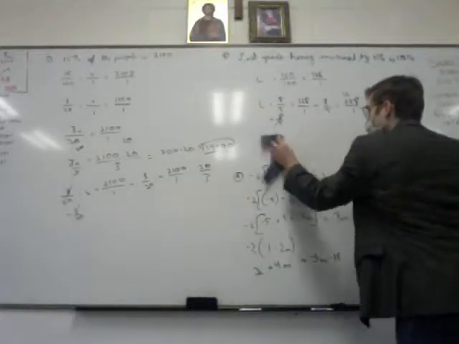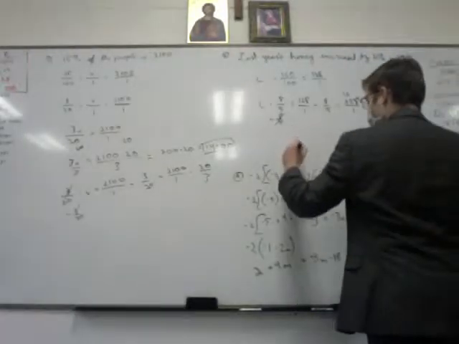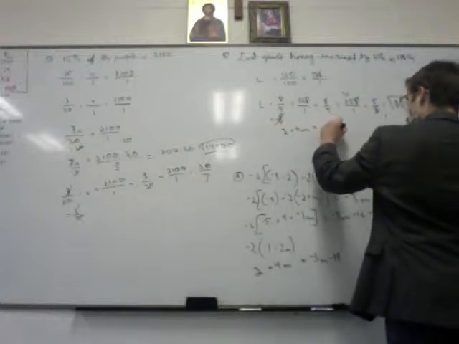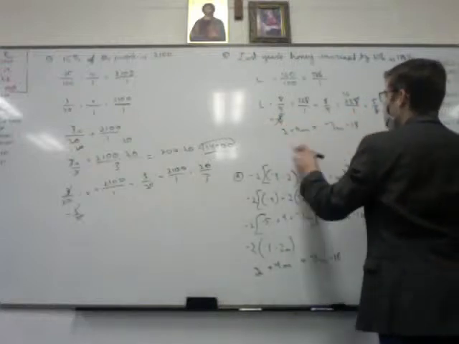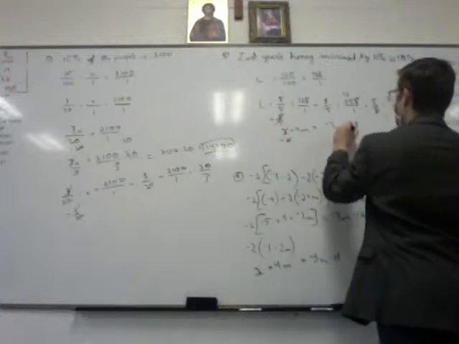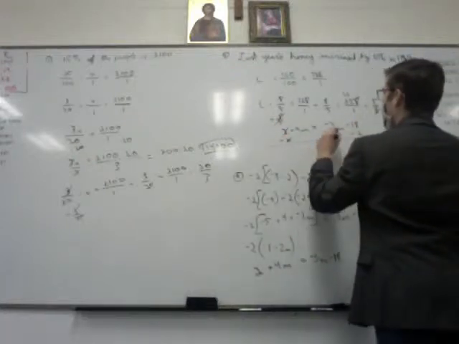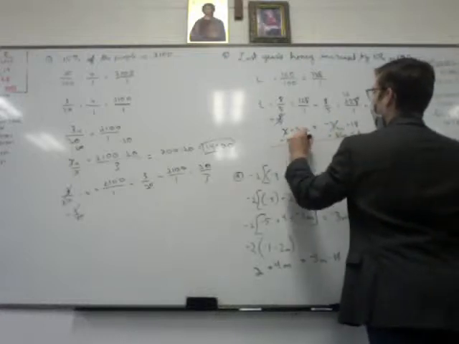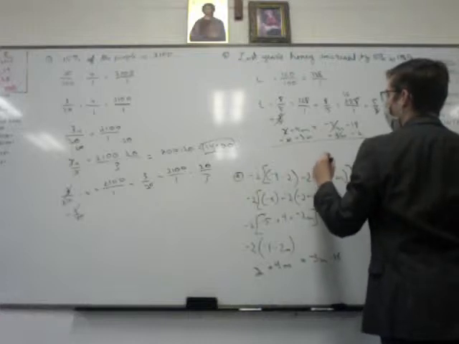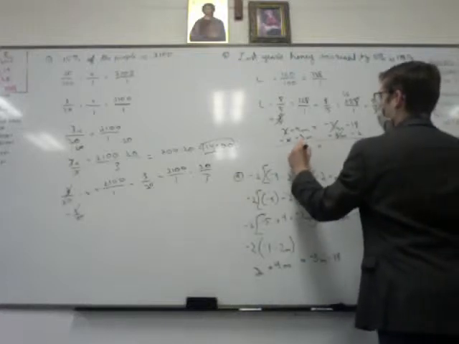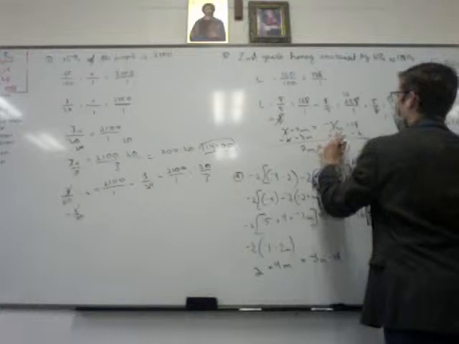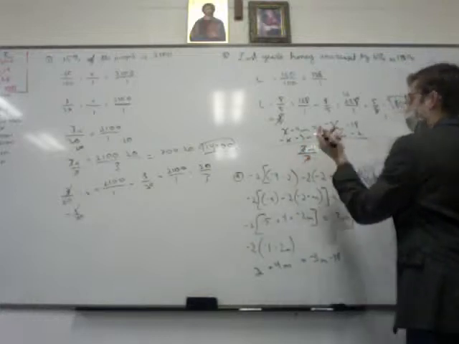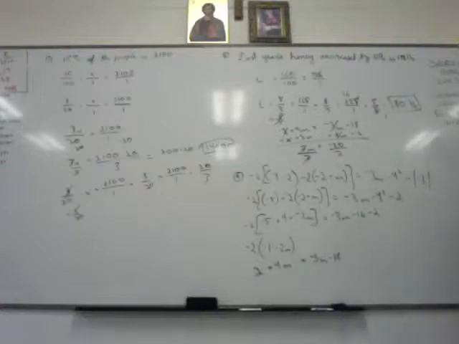2 plus 4m equals -3m minus 18. So you're going to subtract 2 from each side, and then add 3m to each side. So we move our variables to the left and our constants to the right. What do we get? 7m equals -20. Divide by 7. And that's it. We get -20 over 7. That's what I got. There you go.